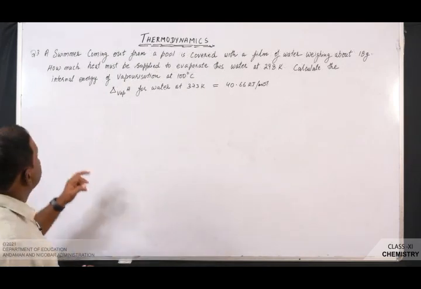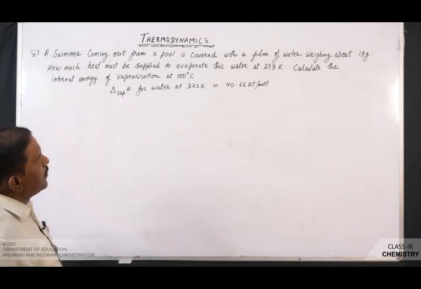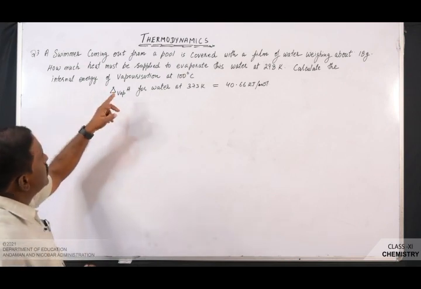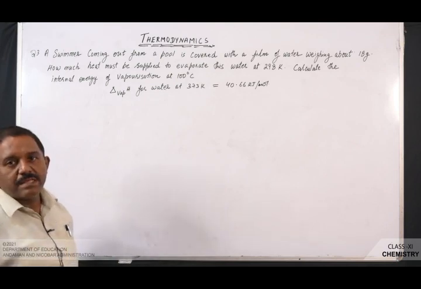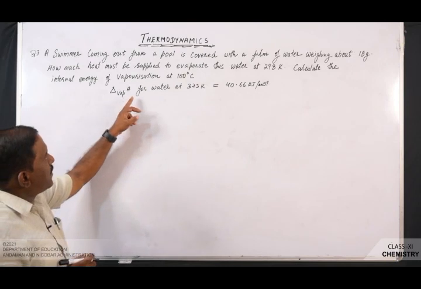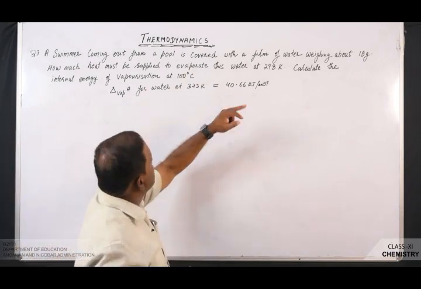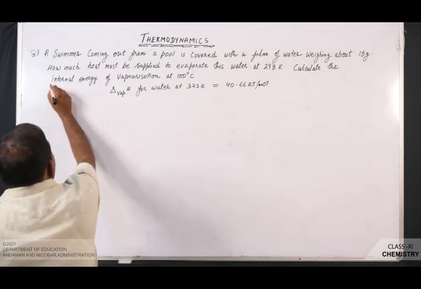Now, students, next we will see this question. A swimmer coming out from a swimming pool is covered with a film of water weighing about 18 grams. How much heat must be supplied to evaporate this water at 298 Kelvin, and calculate the internal energy of vaporization at 100 degree centigrade. Okay, students. So, here the enthalpy of vaporization for water at 373 is 40.66. So, we have to calculate the internal energy.